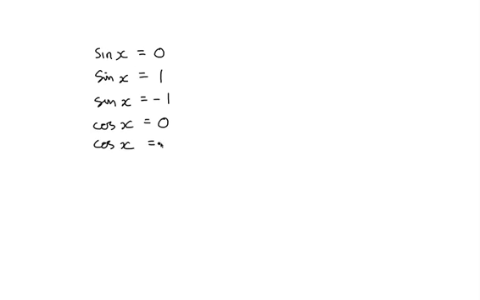In this video, I'm going to extend the types of trig equations that we can solve. But first of all, let's look at some simple equations. Sine x equals 0, sine x equals 1, sine x equals minus 1, and similar three equations using cos x. Cos x equals 0, cos x equals 1, and cos x equals minus 1.